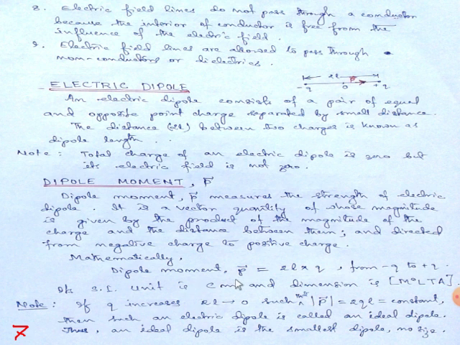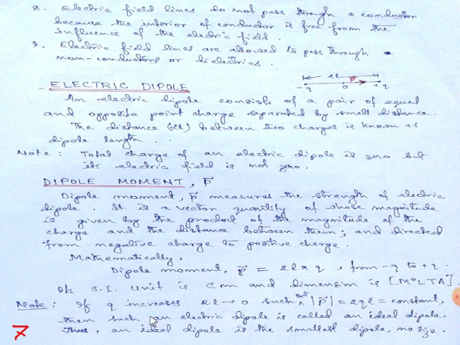Now, the SI unit of dipole moment will be what? The SI unit of charge is coulomb, and the SI unit of length is meter, so coulomb meter. And its dimension is what? M0 L1 T1 A1. No need of saying all those, so you can write M0 LTA.